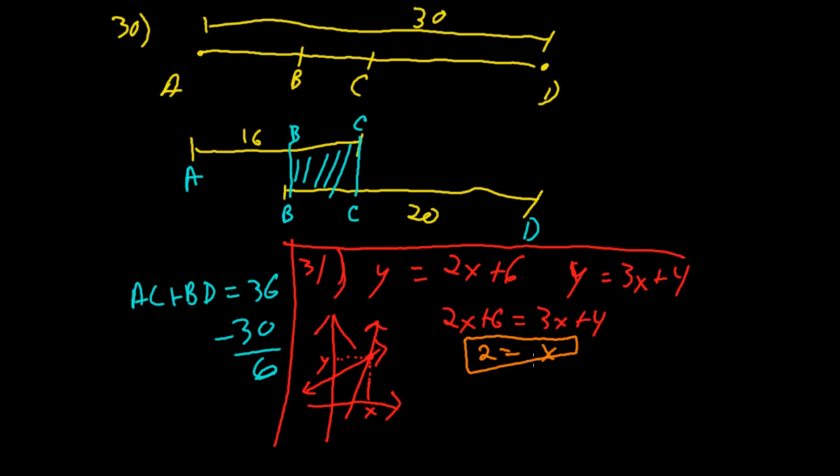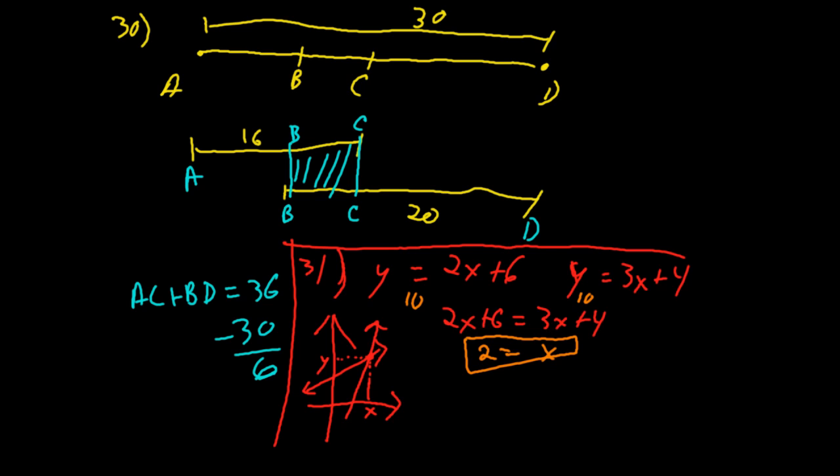And that's the answer. If we wanted to find the y-coordinate, we could plug this 2 back into this equation, and that would be 2 times 2 plus 6, which is equal to 10. If we plugged it back into the other equation, we should get 10 too, because they're at the same y value. So 2 times 3 is 6, plus 4, y would be equal to 10. So we know we did it right. And we'll go on to question number 32.